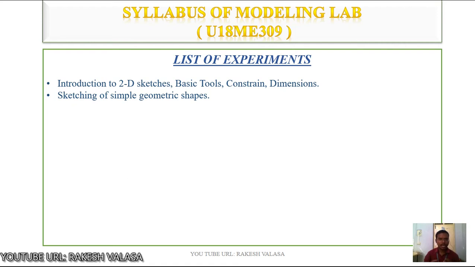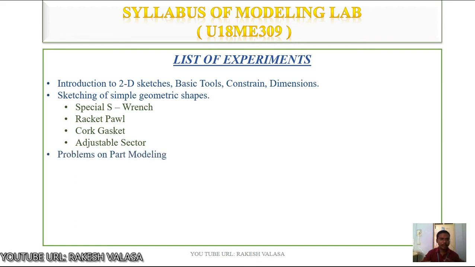By using all those tools, we will draw the remaining exercises, like sketching of simple geometric shapes. That means the special S French sketch, rocket ball sketch, gasket sketch and adjustable sector sketch. By using the basic tools, we will draw the following four sketches: special S French, rocket ball, cork gasket and adjustable sector. The second module is problems on part modeling.